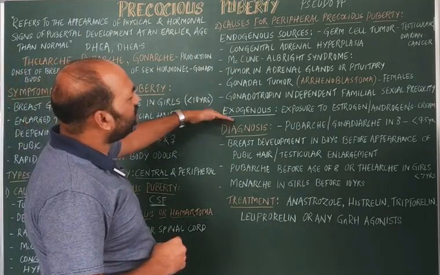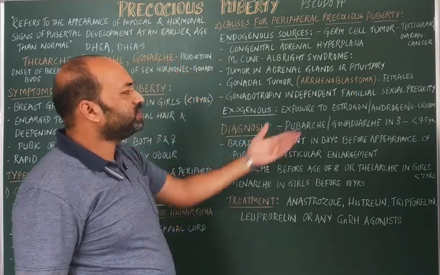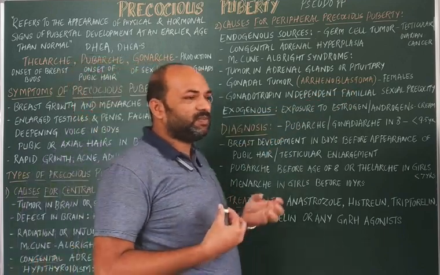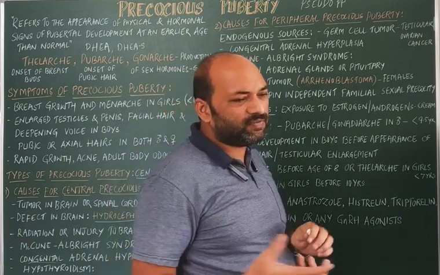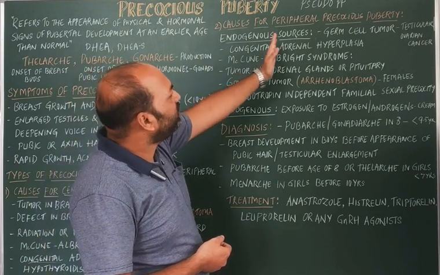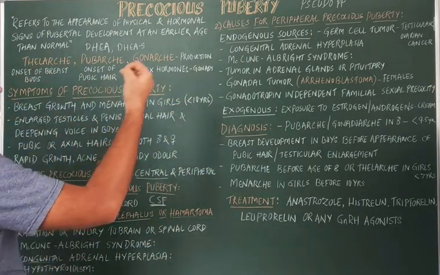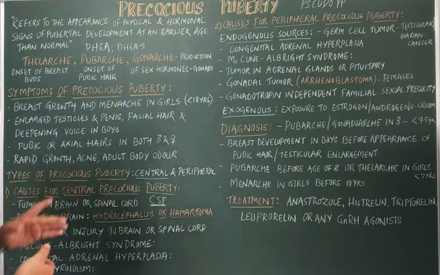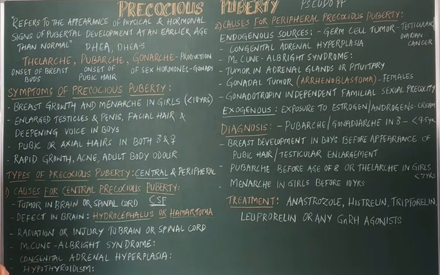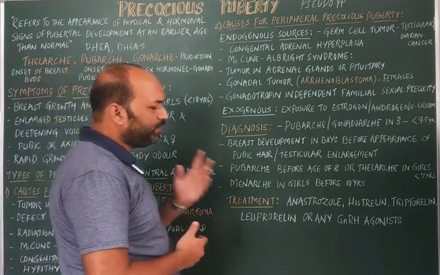Thereafter, exogenous, as I already mentioned, is when the body is exposed to estrogen or testosterone substances, in the form of creams or ointments. So these are the possible causes for peripheral precocious puberty. One common thing between peripheral precocious puberty and central precocious puberty is that McCune-Albright syndrome is common, and congenital adrenal hyperplasia is also common between these two types of puberty.